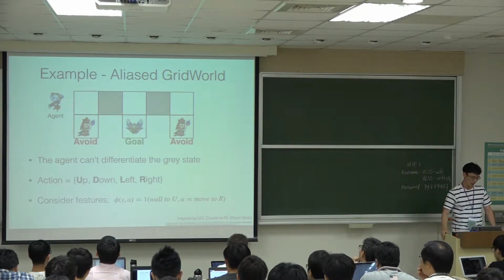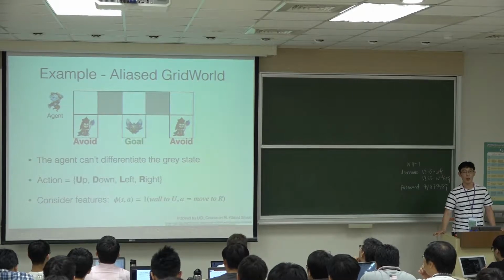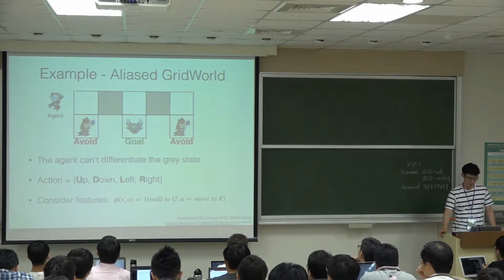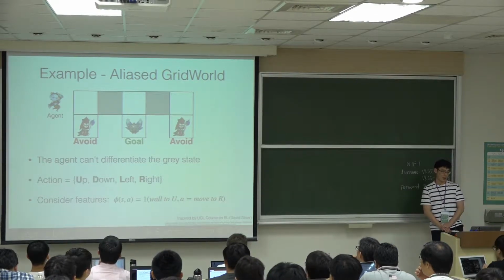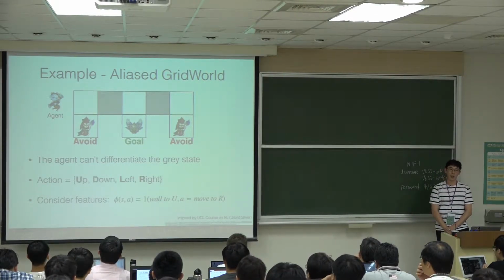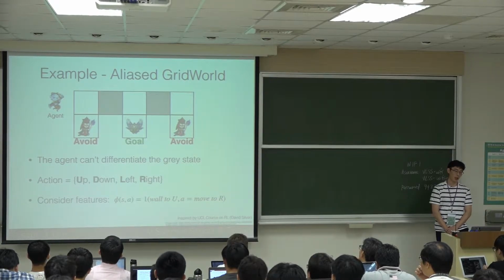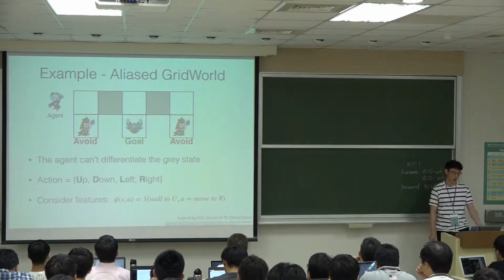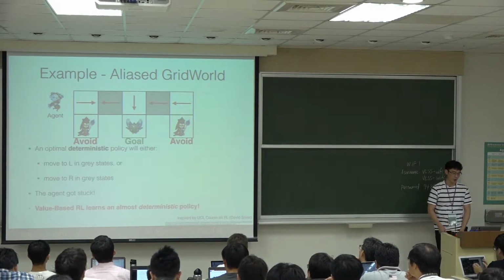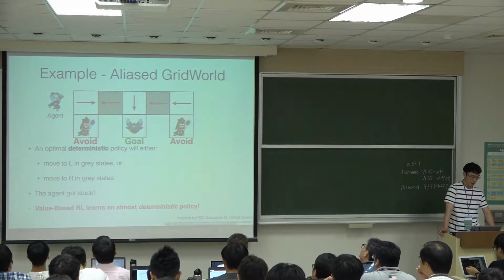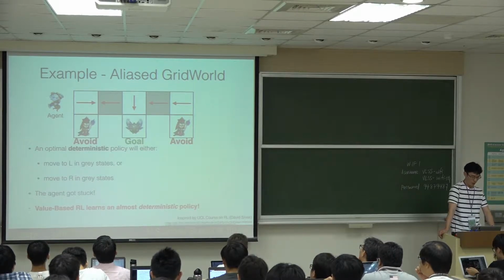And once we have a maze, there are some states to avoid, as there are some states you want to get to, right? And you have the actions of up, down, left, right, okay? And there's a feature where there's a wall, or there's a move to the right, and so on. And when you have this optimal deterministic policy, you can do this.